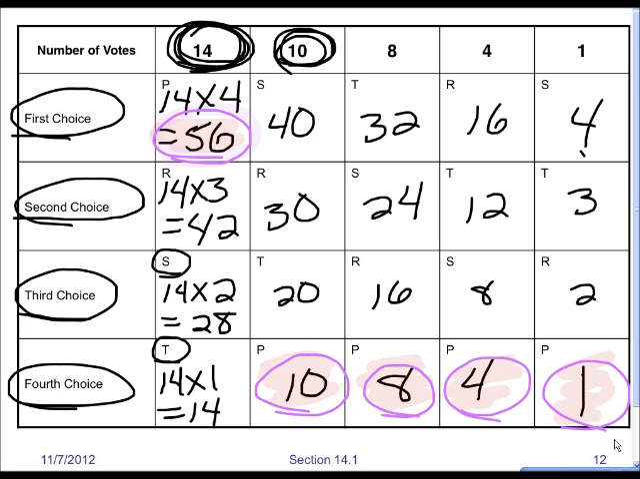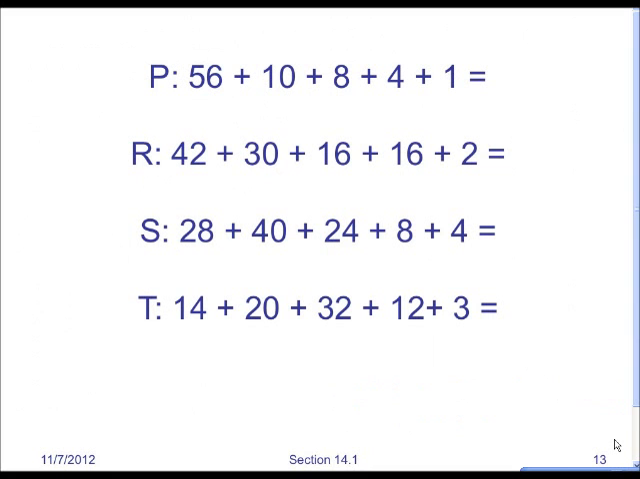If we add those points together, we get 79 points for Paul. Do the same thing for Rita. She has 106 points. Sarah has 104. And Tim has 81 points.